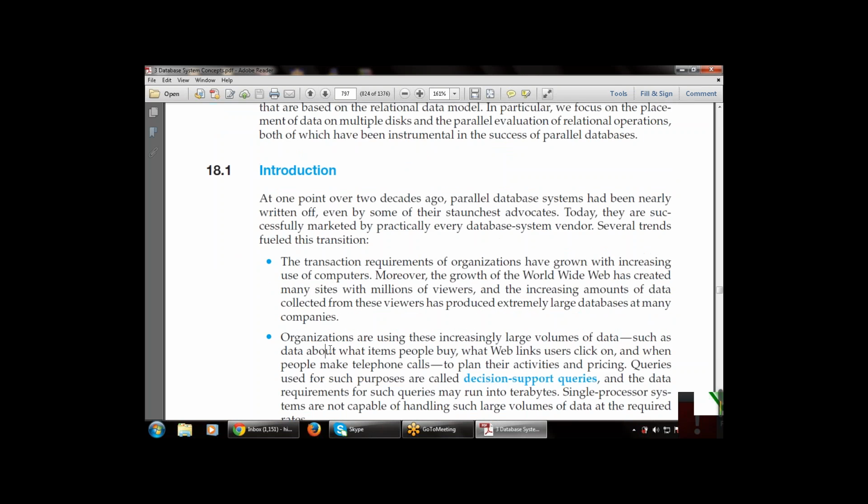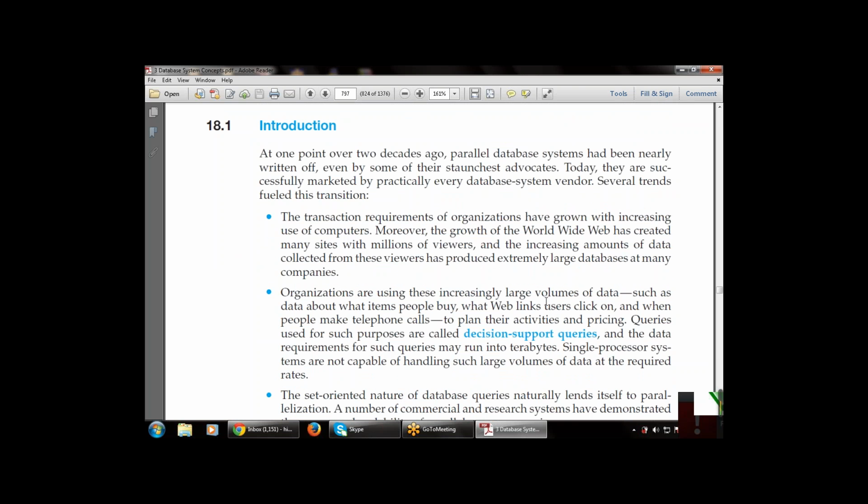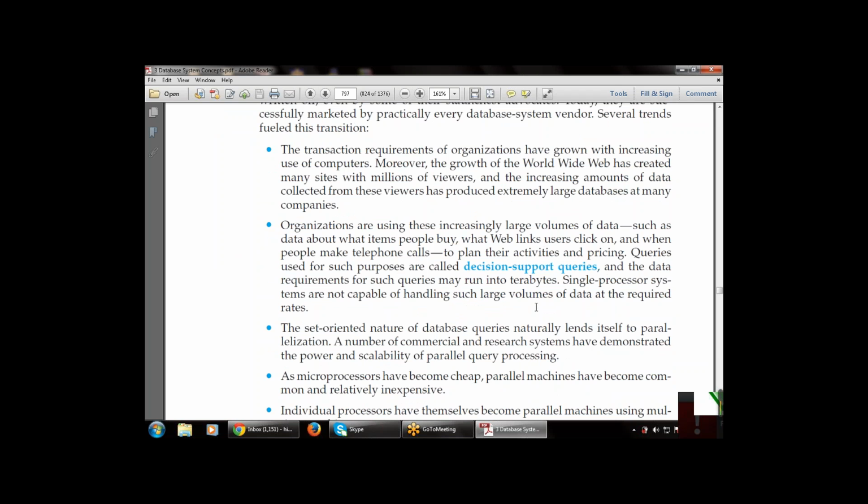The next point says, organizations are using these increasingly large volumes of data, such as data about what items people buy, what web links users click on, and when people make telephone calls. So organizations store large amounts of data to plan their activities and pricing. The queries used for such purposes are known as decision support queries, and the data requirement for such queries may run into terabytes.